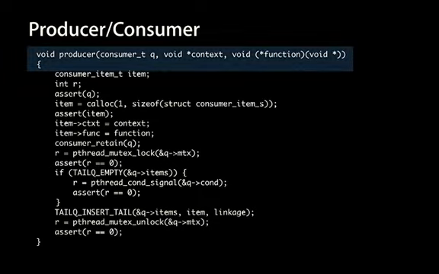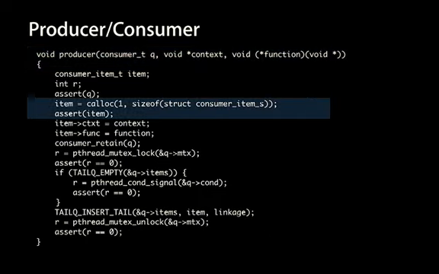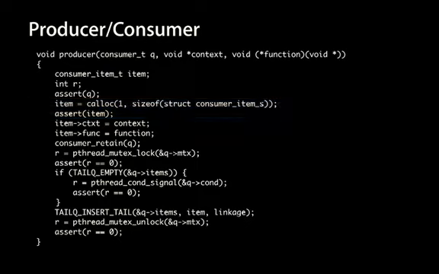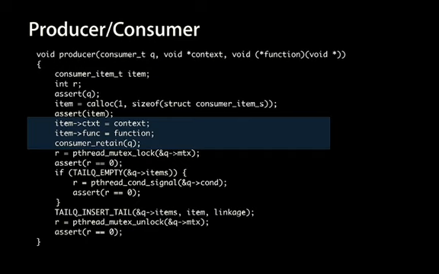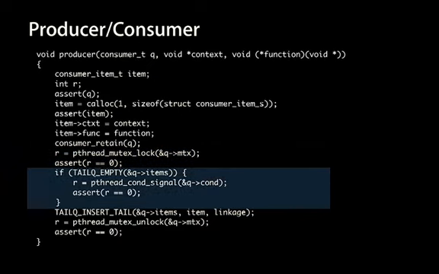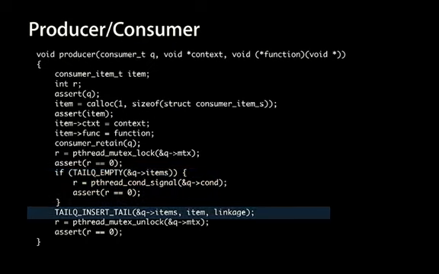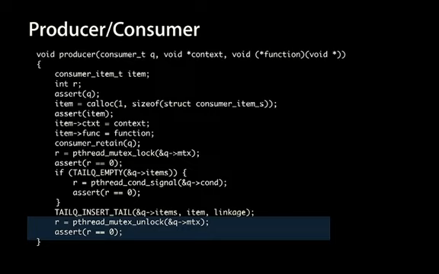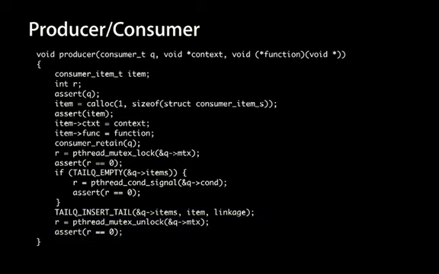You have some kind of function, might take a context, might even take a function. All it's going to do is alloc some tracking structure to hand off to the consumer. It's going to initialize that structure. It's going to lock the critical section that protects our tail queue. It'll signal the condition variable if this is the first item being enqueued, insert the item, unlock the mutex so the consumer can use it. So these are the two patterns you might see in your code.